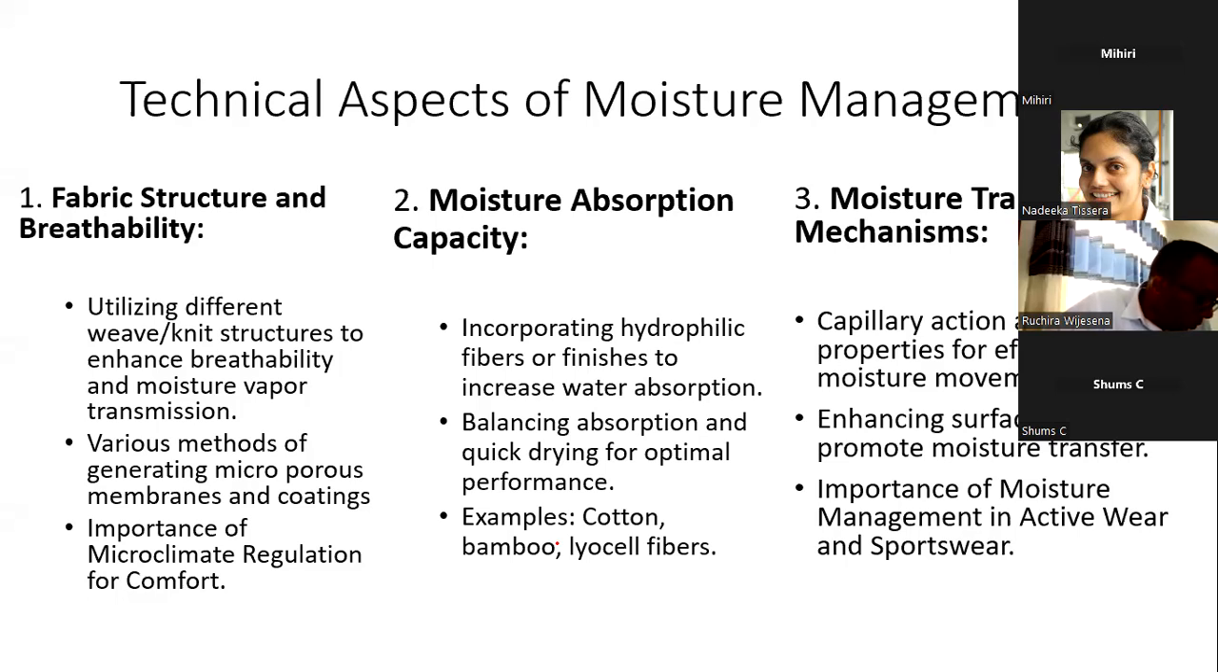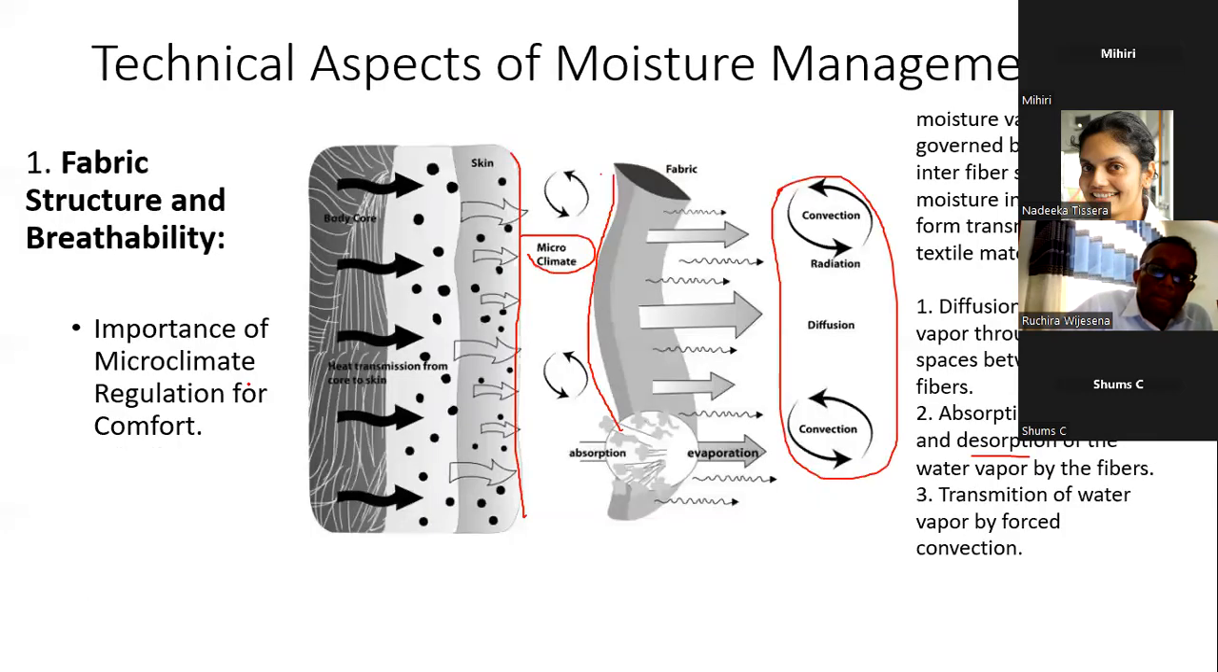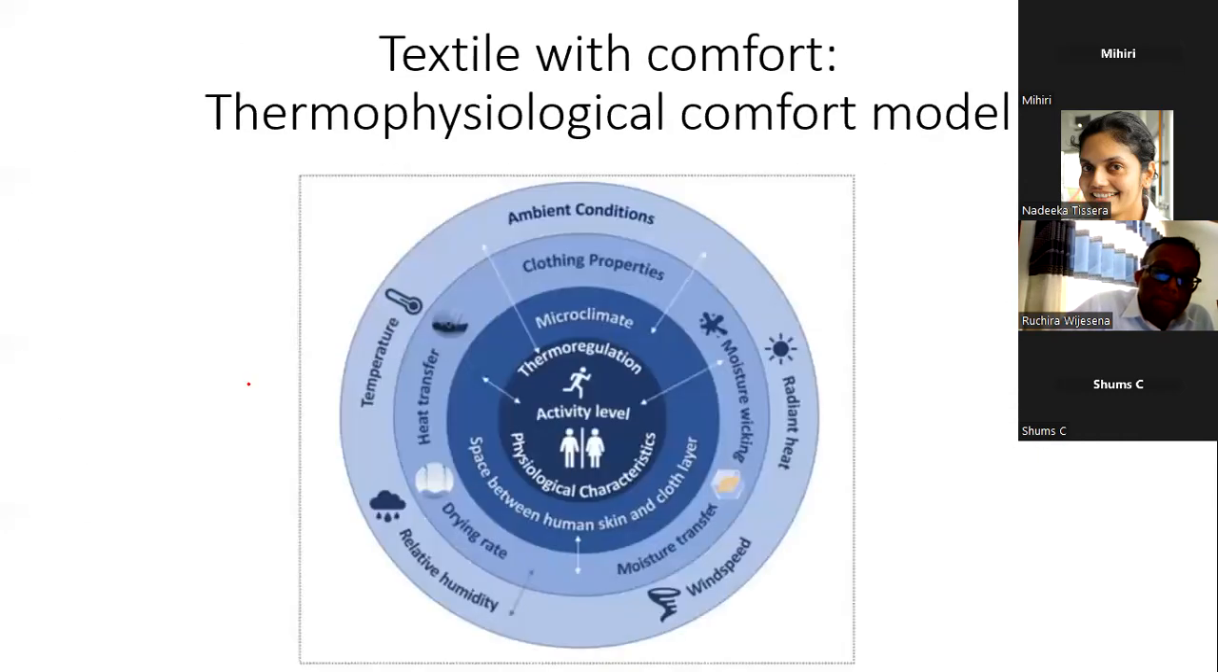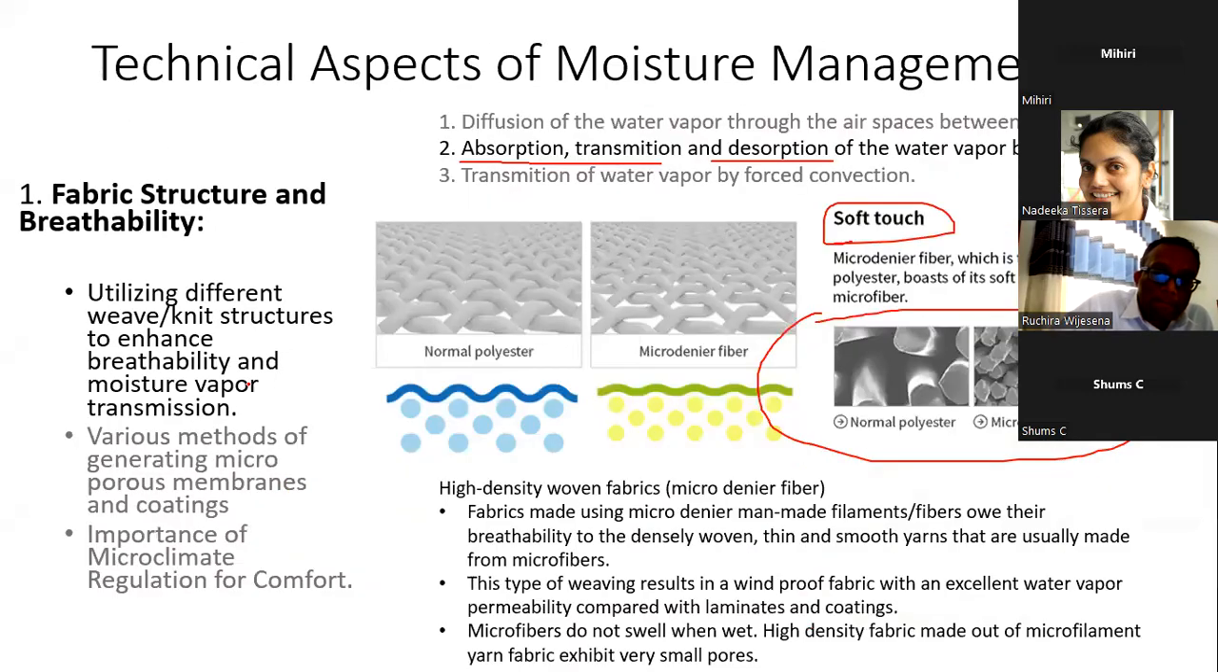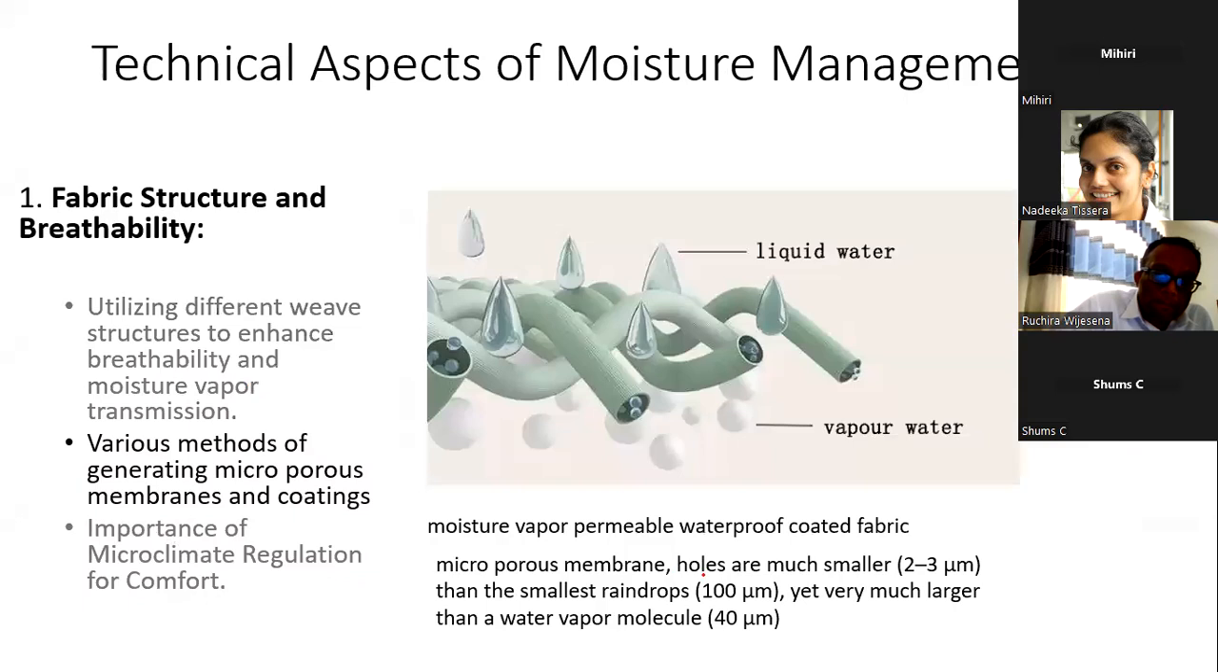I just wanted to ask about the slide that you explained about the fabric space, like 40 micrometer, and the rain droplets is 100 micrometer. Yeah, my fault. There was a typing mismatch in that one. I think you are referring to this one, right? Yeah, that one.